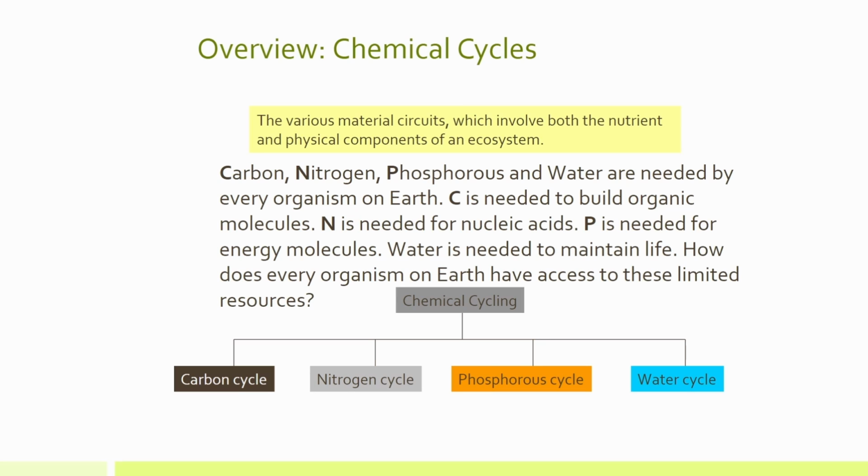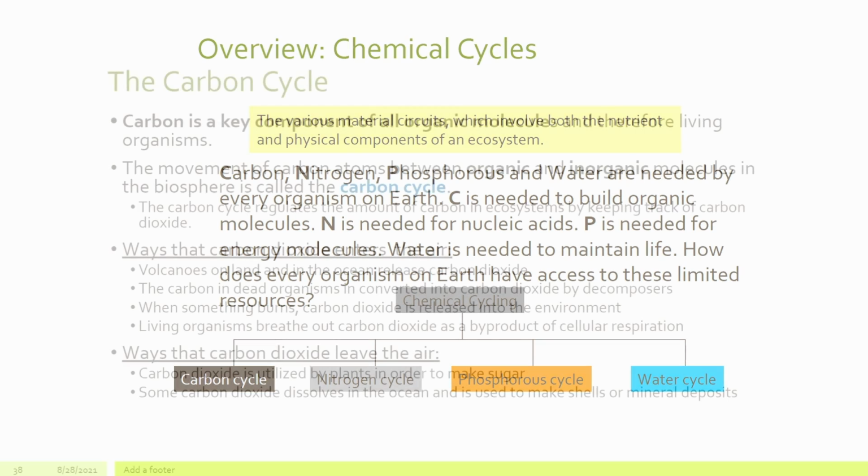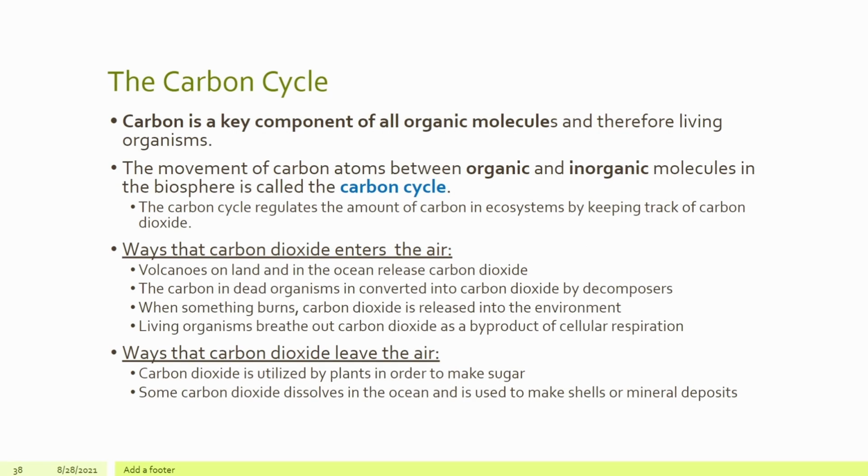So again, we're going to be focusing on the carbon cycle, nitrogen cycle, phosphorus cycle, and water cycle. Let's start with the carbon cycle. It's a key component for the generation of organic molecules. Organic molecules are found in living organisms. We have organic molecules within us, or you could say that we are made up of organic molecules.